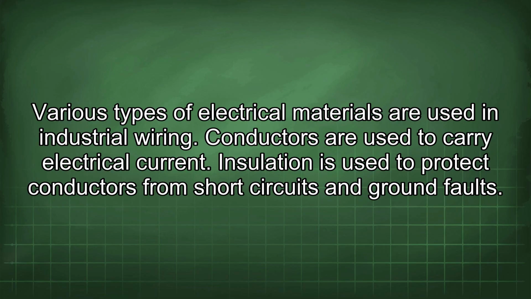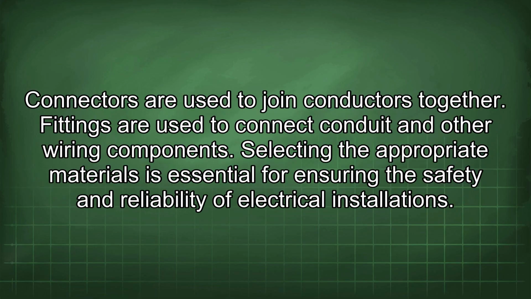Various types of electrical materials are used in industrial wiring. Conductors are used to carry electrical current. Insulation is used to protect conductors from short circuits and ground faults. Connectors are used to join conductors together. Fittings are used to connect conduit and other wiring components. Selecting the appropriate materials is essential for ensuring the safety and reliability of electrical installations.